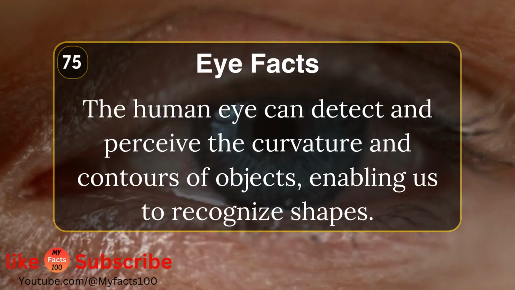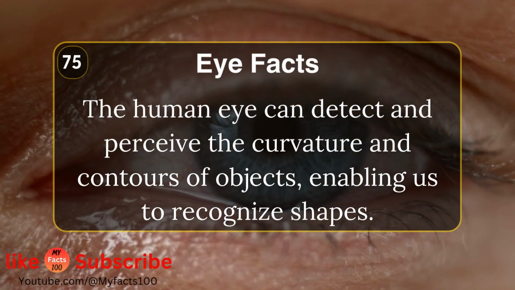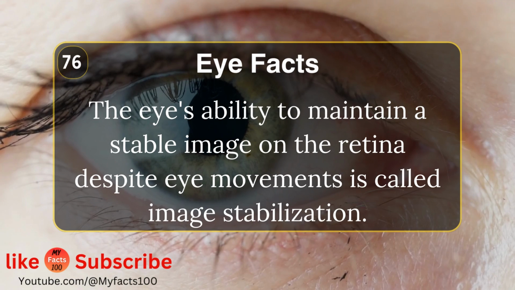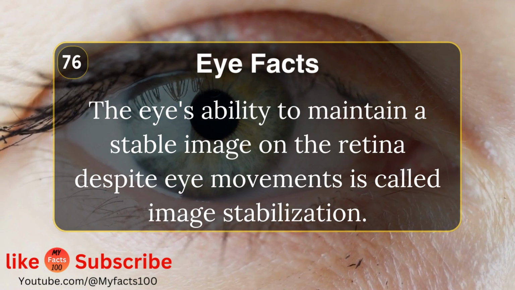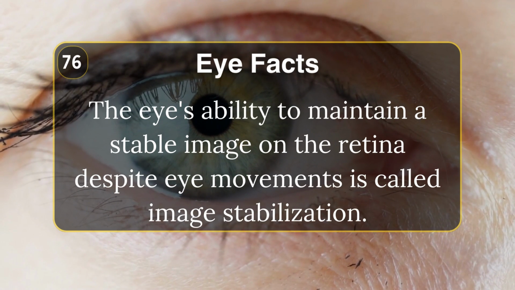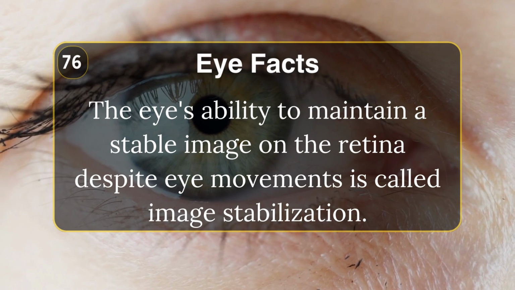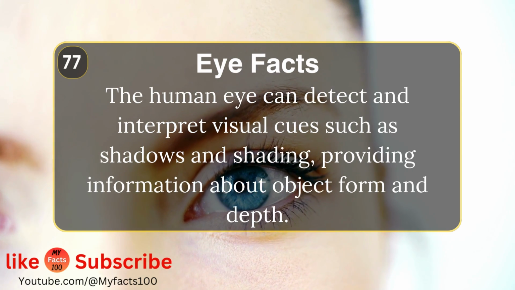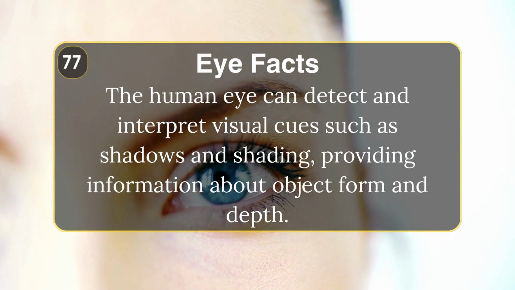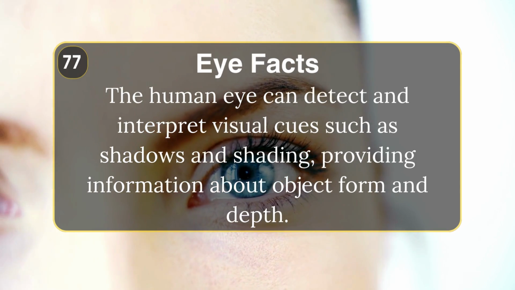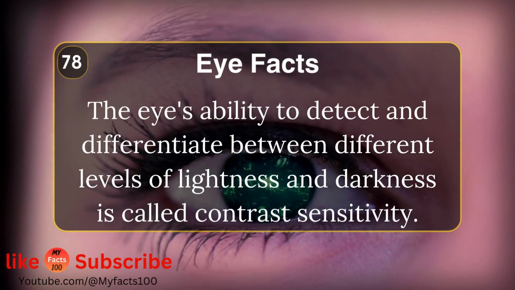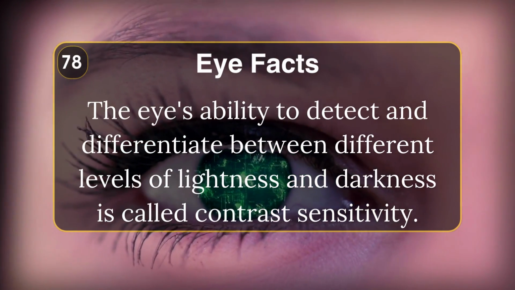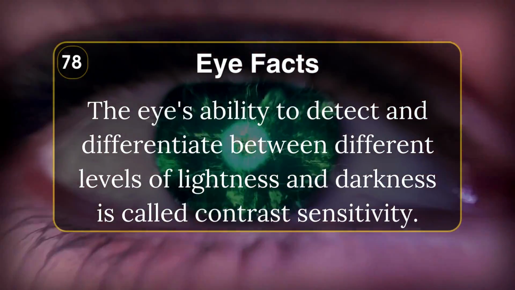The human eye can detect and perceive the curvature and contours of objects, enabling us to recognize shapes. The eye's ability to maintain a stable image on the retina despite eye movements is called image stabilization. The human eye can detect and interpret visual cues such as shadows and shading, providing information about object form and depth. The eye's ability to detect and differentiate between different levels of lightness and darkness is called contrast sensitivity.